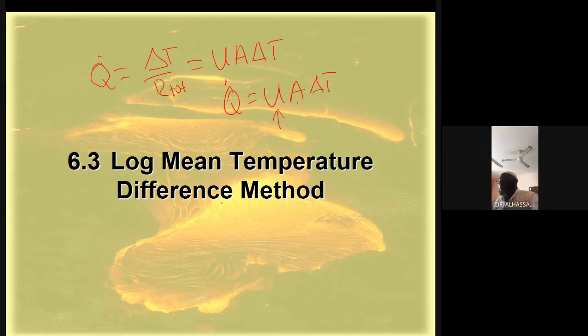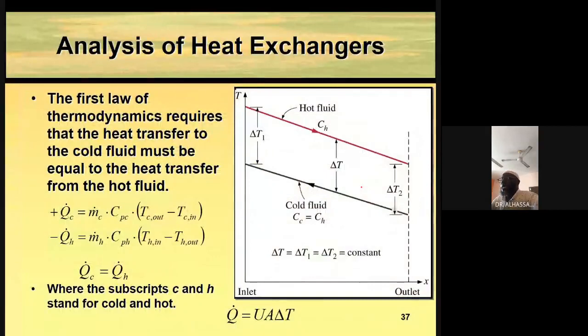So we want to use a different method for calculating this value, and this is what we call the log mean temperature difference. Now, let us consider again a counterflow heat exchanger. Counterflow means that the cold fluid is moving in this direction, and the hot fluid is moving in the opposite direction. Now, if both fluids have the same specific heat capacity, it means the specific heat capacity for the cold fluid is the same as the specific heat capacity for the hot fluid.